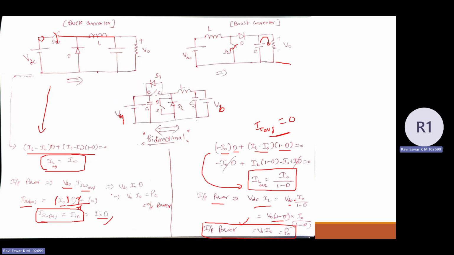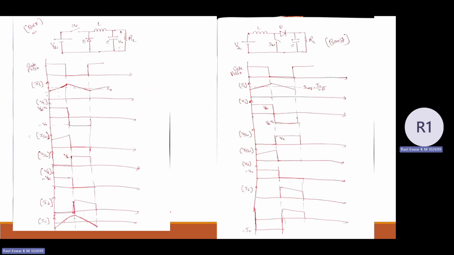Again, when I substitute this input current into the input power, VDC into the input current, I can write it as I naught into D. You know VDC into D is going to be V naught. So V naught into I naught is the output power. So in the buck converter also, in the ideal state, the input power is equal to the output power. This is the analysis we discussed in the previous video lectures, so please go through it. We had a detailed discussion about the buck converter and boost converter analysis along with the model waveforms also.